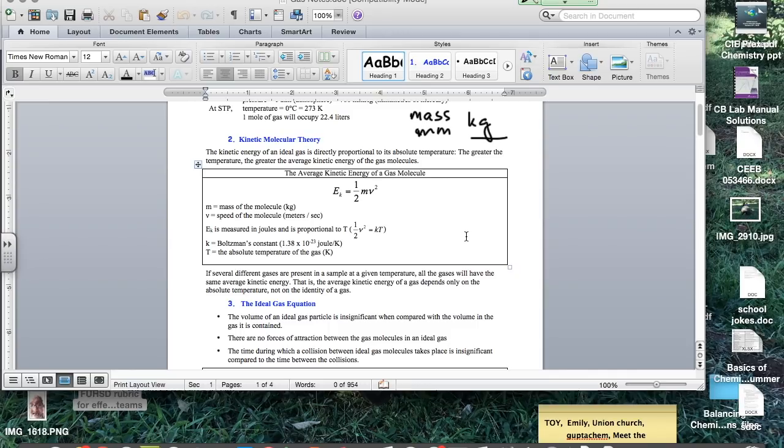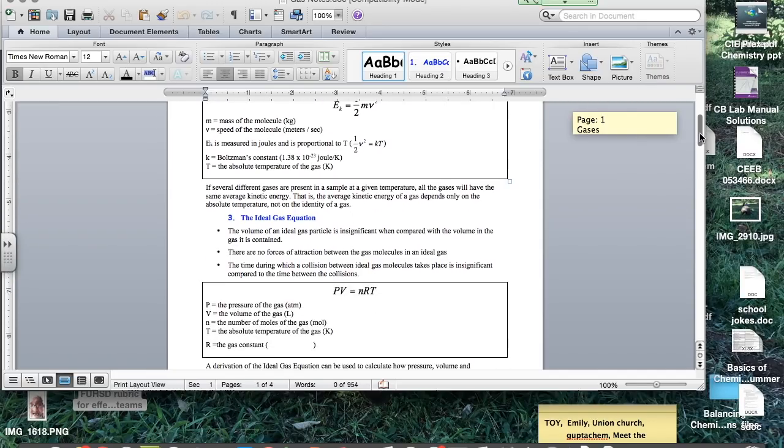KMT gives us a theoretical model for the behavior of gases. It says that most of the space between gas particles is empty. There's literally no attraction between them and they can expand and so on. I'm not going to go into details. You can watch the podcast again if you need further clarity, but I'm highlighting a few things here.